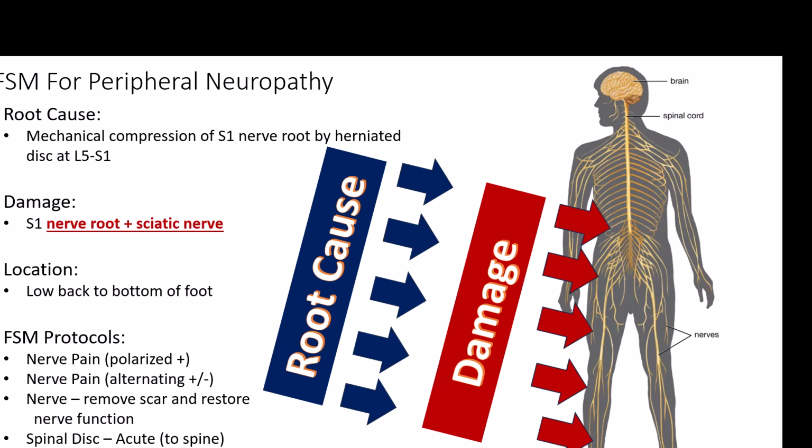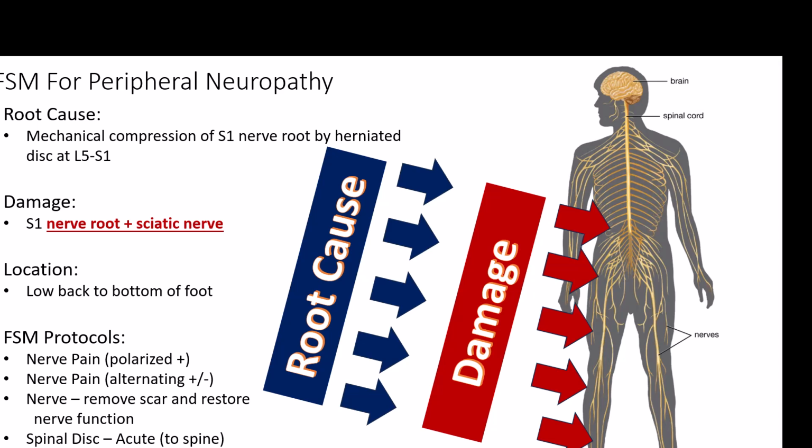Here's a summary of the FSM protocols that we might use for nerve pain from a herniated disc in the low back. So you see the root cause is mechanical compression of the S1 nerve root caused by a herniated disc at the L5-S1 level. The damage or disruption is to the S1 nerve root, which is part of the sciatic nerve. Your pads would be placed on the low back and on the bottom of the foot of the affected limb. And at the bottom right, you can see the protocols listed.